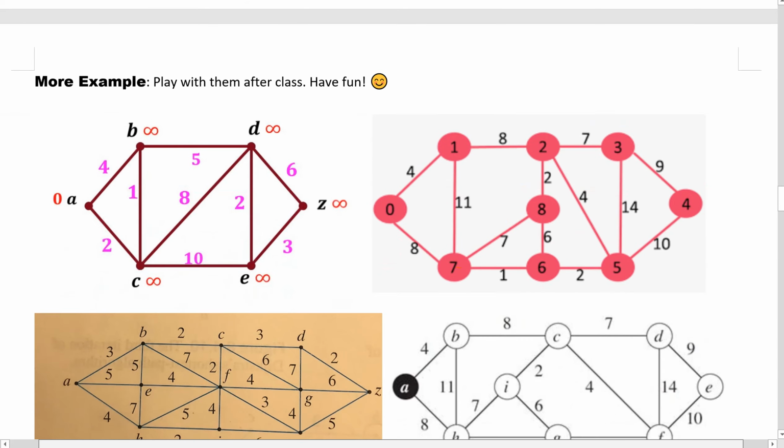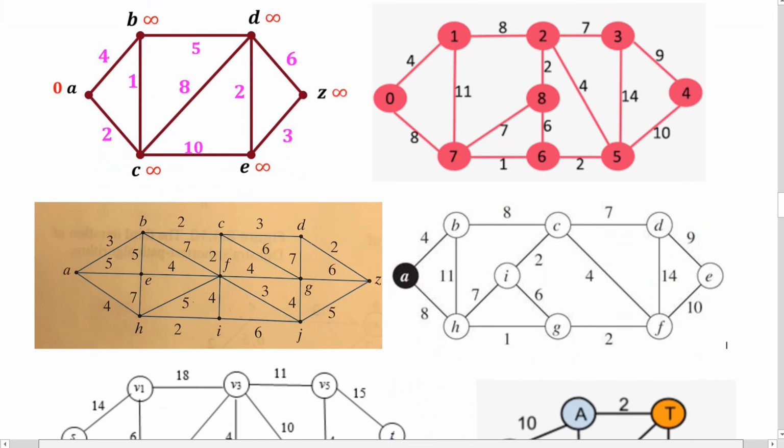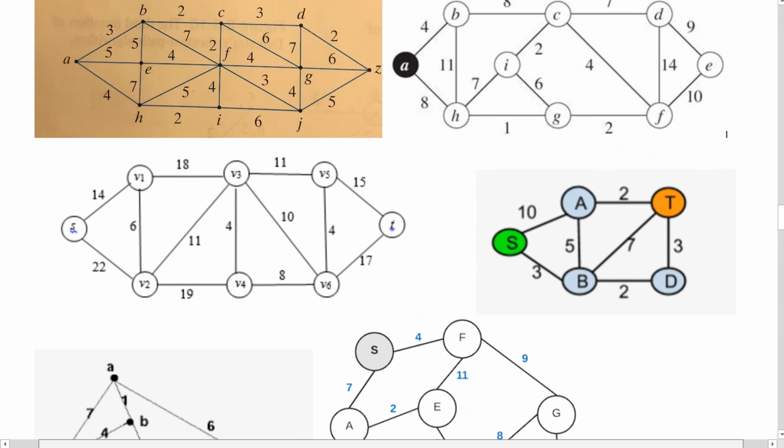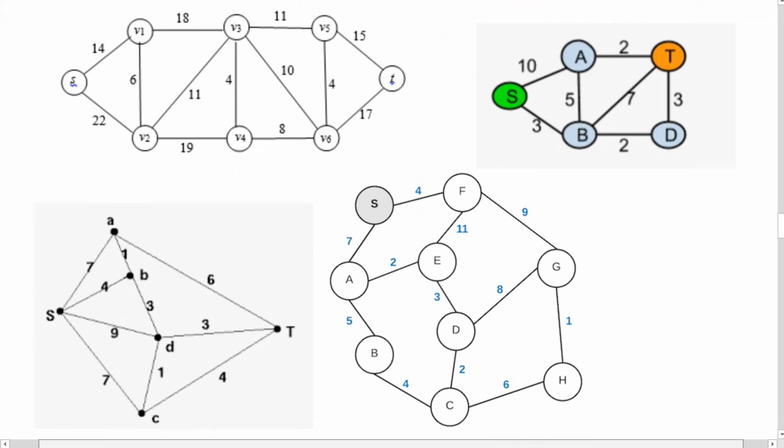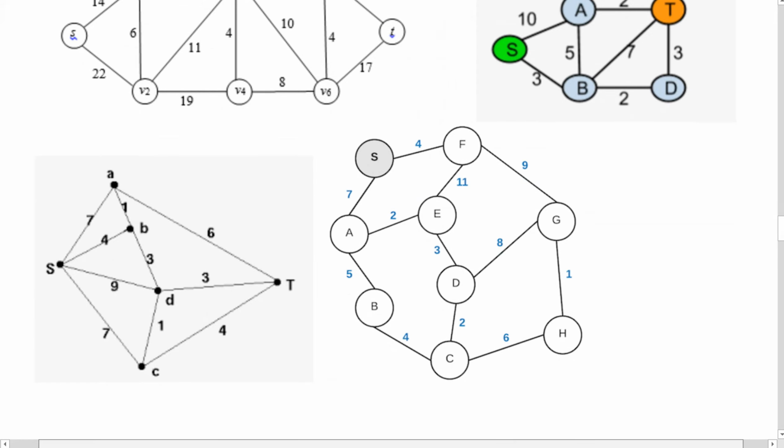You can also play with these examples after class. Instead of starting with A and Z, you can start here and end here, or start here and end there. It's not necessary to start with A and end at Z. It could be any two vertices; you can find the shortest path between them. So far, so good, everybody. Yes, there are a lot of graphs here you can practice.